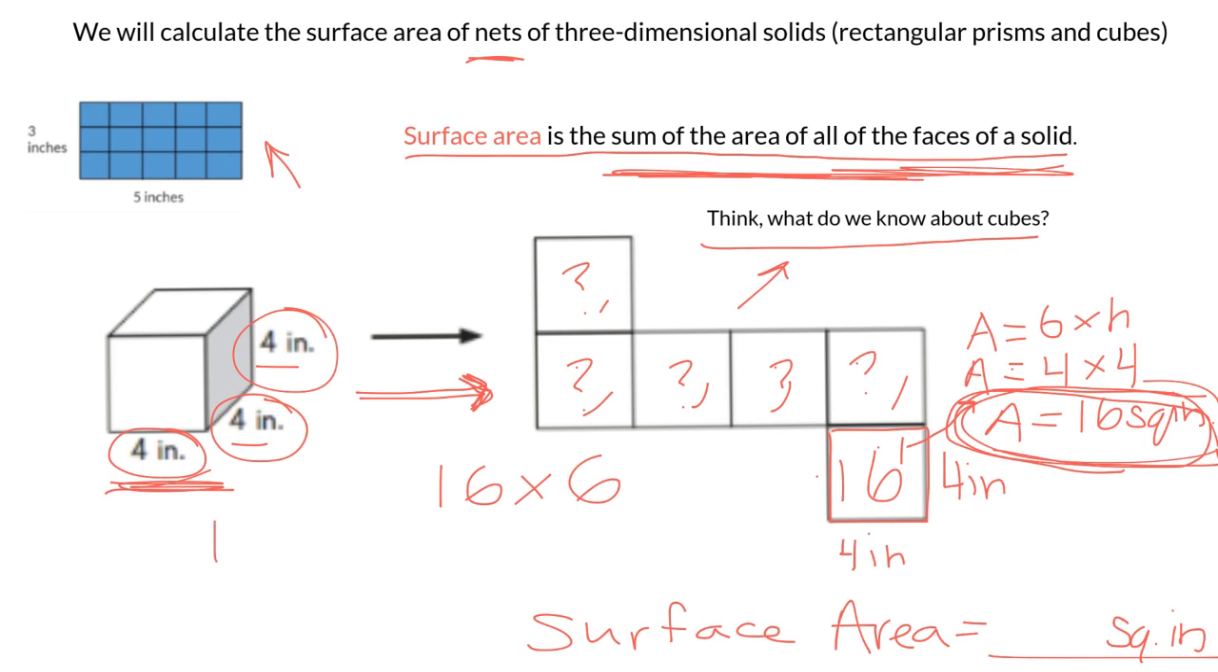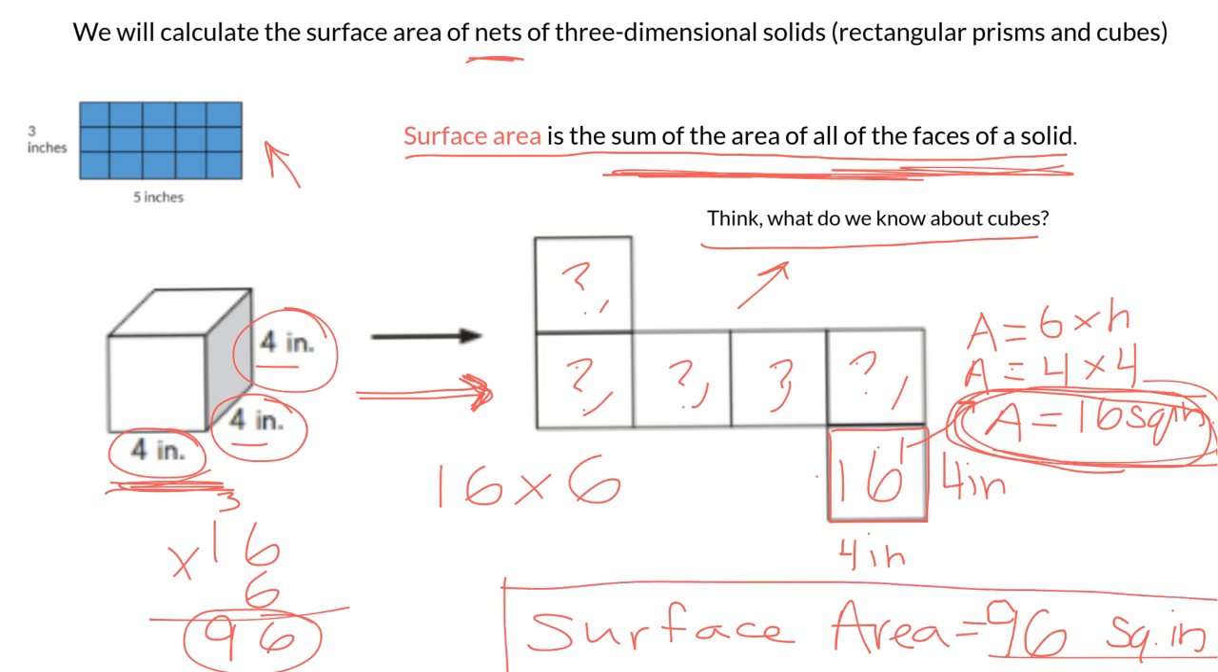I'm going to do this with the standard algorithm here, multiply 16 times 6. You can do that as well on your independent practice, or if you want to do your work another way, use repeated addition, or even the area model, that would be okay. I know 6 times 6 is 36. 6 times 1 is 6, plus 3 is 9. 96. So our answer for the total surface area of this cube is 96 square inches. I'm going to box that in so it kind of stands out. I know it got a little bit messy.